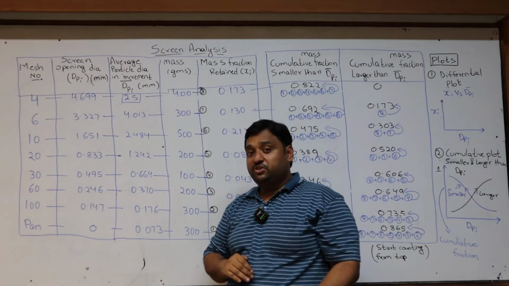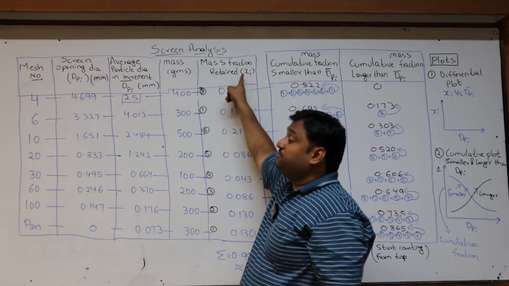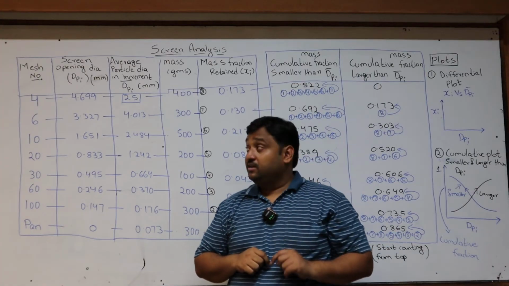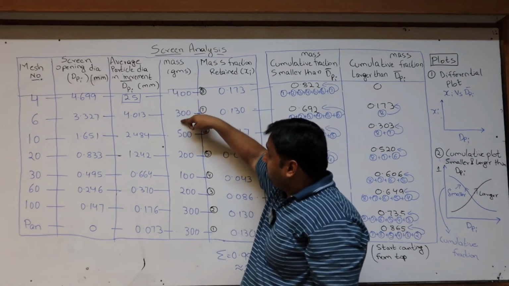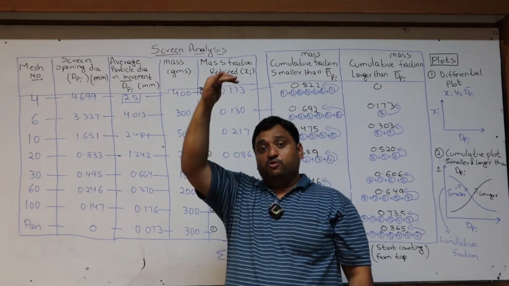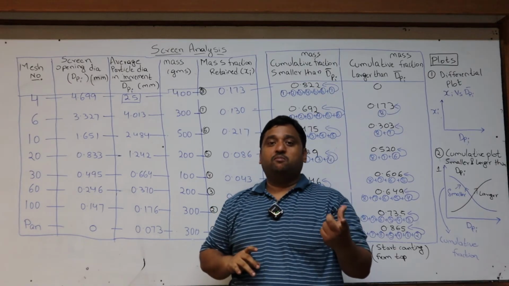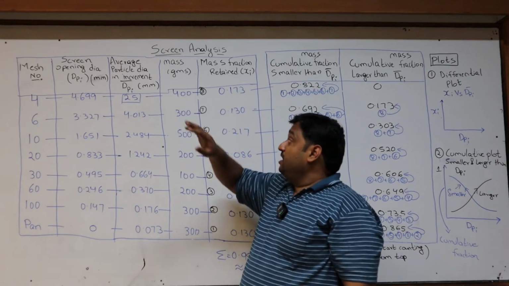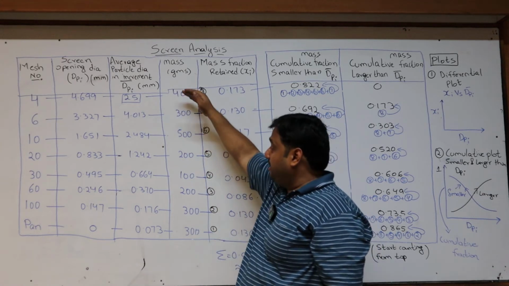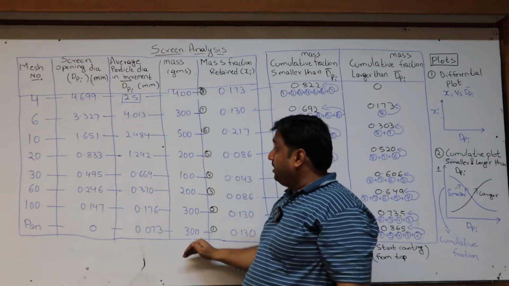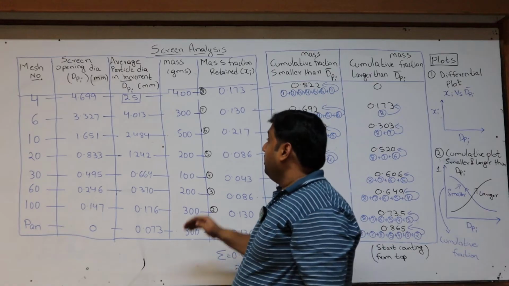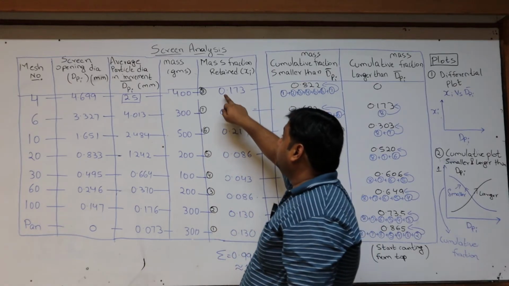My next objective is to find the mass fraction retained on every screen. That means once you know the total mass, right? 100 plus 100 plus 200 plus 300 plus 300. If you sum all the masses, you get the total mass. Now what you do is divide every individual mass by the total mass: 400 divided by total, 300 divided by total, 500 divided by total, 200 divided by total. Once you do this ratio, you get this fraction.